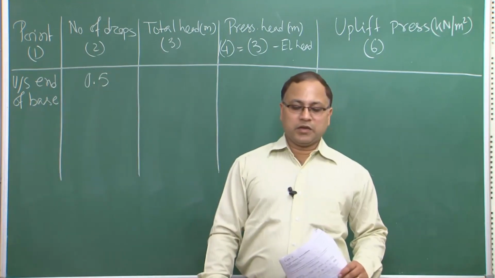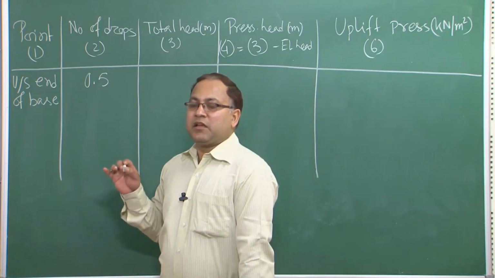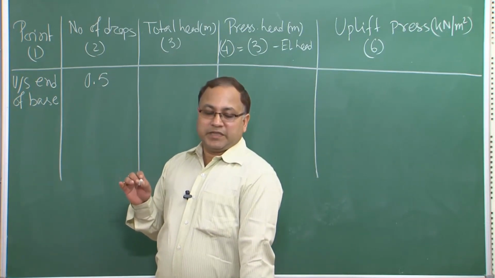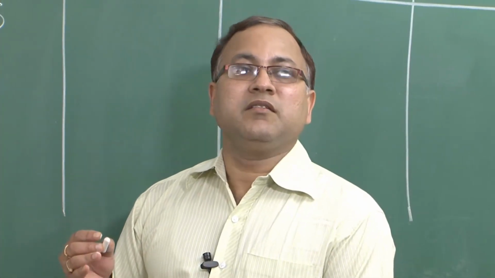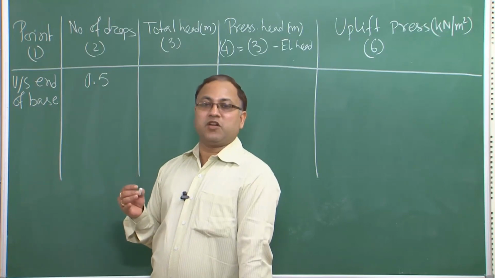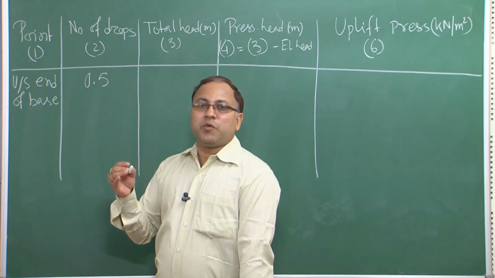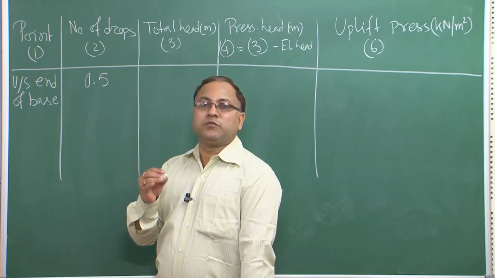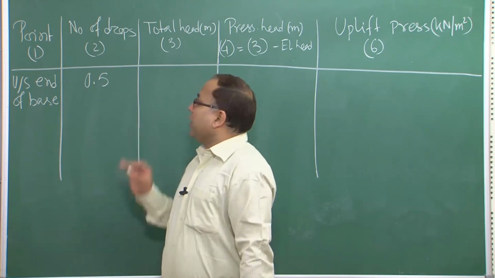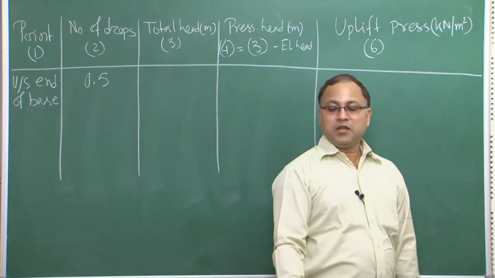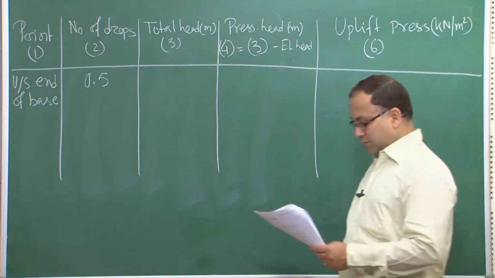I hope that you have understood that thing. So, the corner or the upstream end of the base is lying in between the first potential drop line and the second potential drop line. So, the total one number of drop is not available for that point. So, we are taking the average of that. So, 0.5 number of drop is available for that point, that is the upstream end of the base.